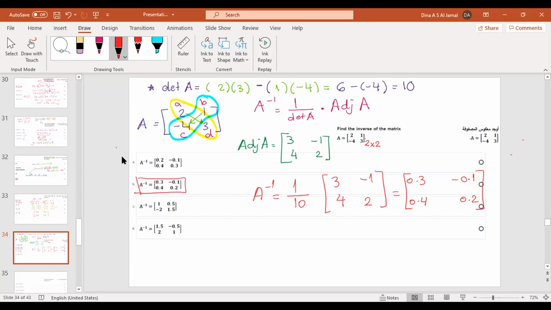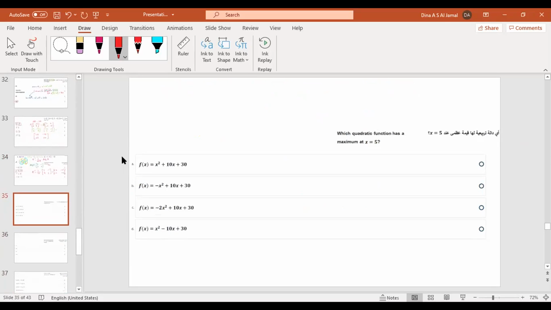So please focus. Once you take the inverse, you have to focus. Maybe he will give you a 3 by 3. Try to know the difference, and then you can solve. Let's see this question now.